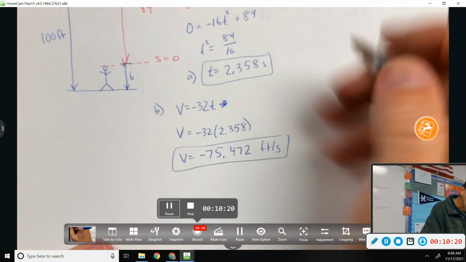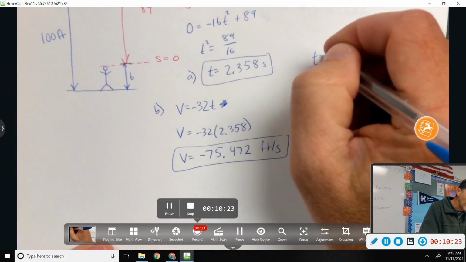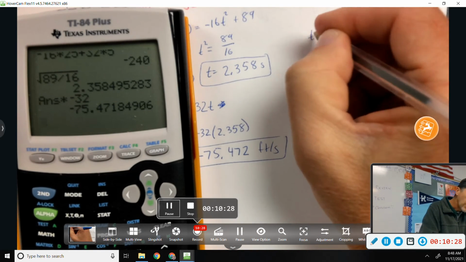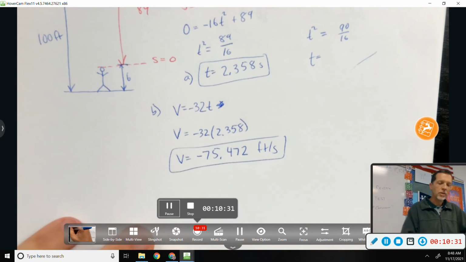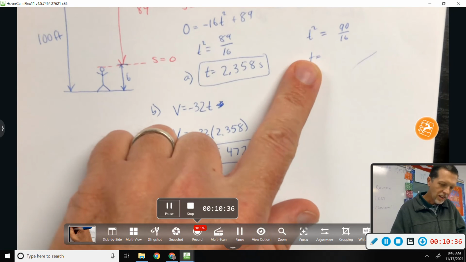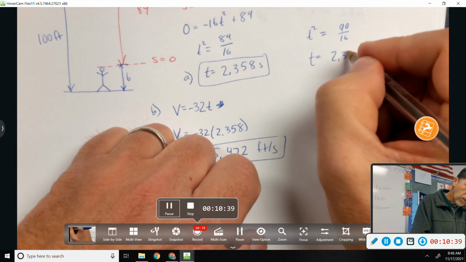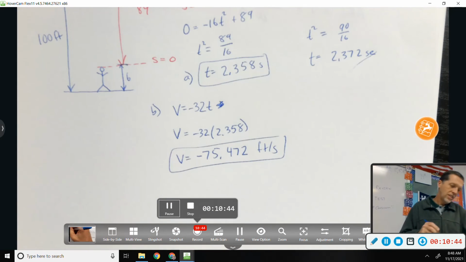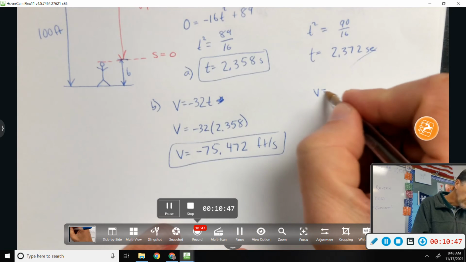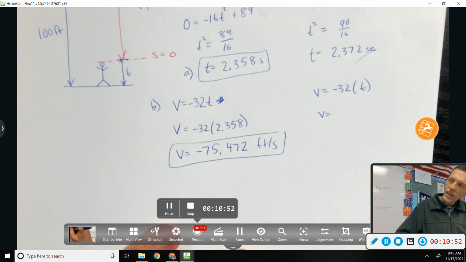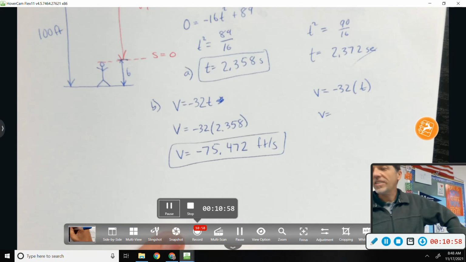So if you use the time to get out of the way, great. If you don't use the time to get out of the way, then it's going to hit you even faster. I suppose we could do this quickly since it's the same algorithm, same process. Square root of 90 over 16 is 2.372 seconds. So you don't get a whole lot of extra time, that extra foot. Velocity would still be negative 32 times t. All good? Yep. Nothing crazy? Nope.